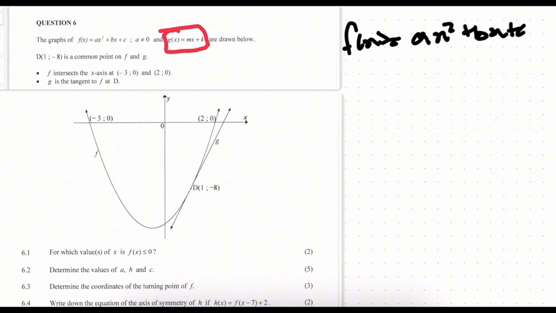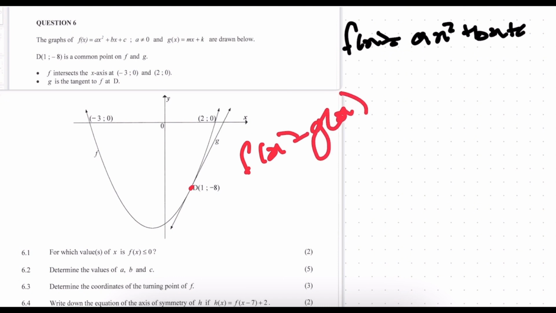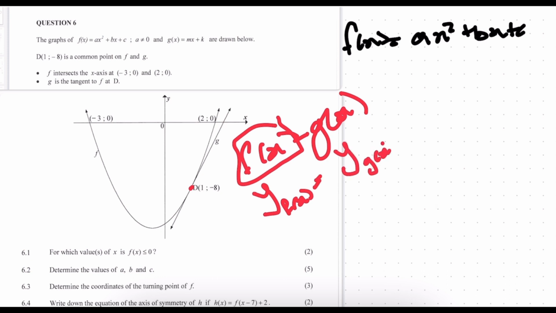And g, which is that equation over there, are drawn below. D is a common point on f and g. So that means this is a point of intersection. How do you determine the point of intersection? You know that at the point of intersection, f of x is equal to g of x. What do you mean by saying this? That means the y value obtained by plugging into the equation of f of x is equivalent to the y value obtained by plugging into the equation of g of x. That's what the point of intersection means.